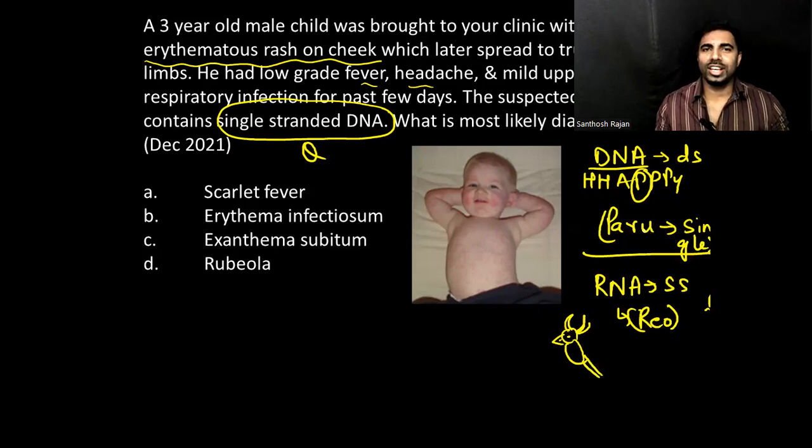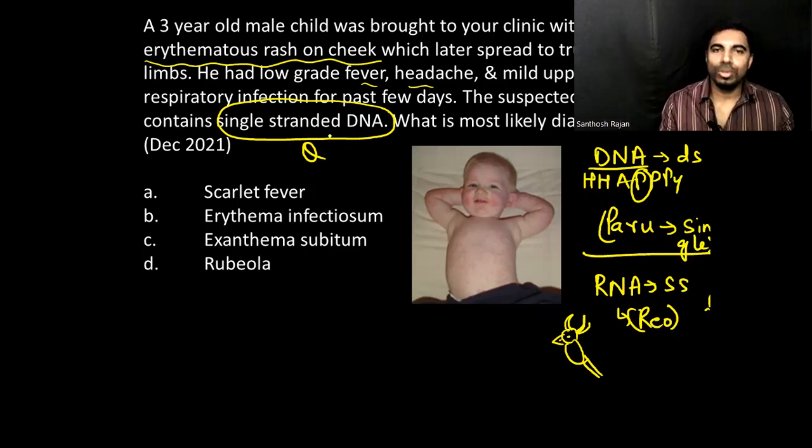Okay, so this is basically parvo. Which disease does parvo cause? Parvo is causing the fifth day disease. I'll give you the clue. This is basically erythema infectiosum. Okay, now we'll come to the points on how to remember.